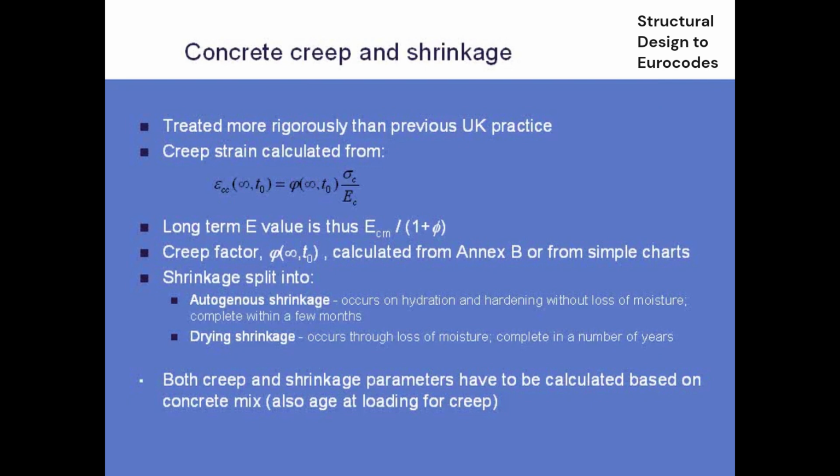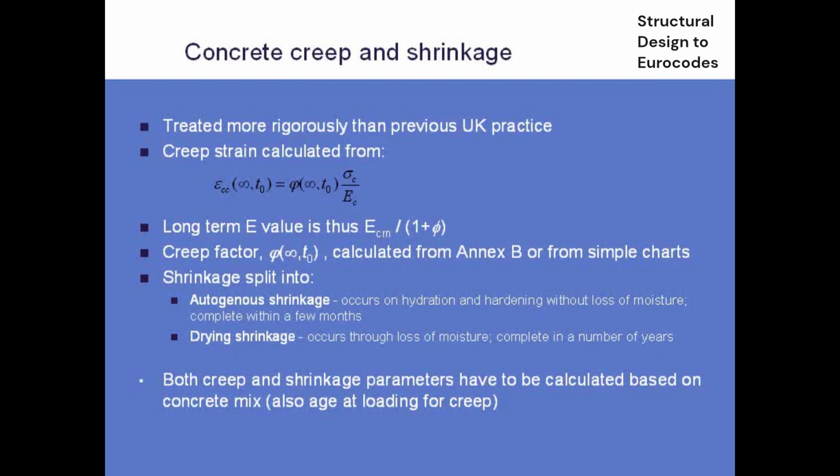Shrinkage is the same. We haven't got a nice simple value, like we previously used to have, sort of 200 microstrain, I think, as a shrinkage value for typical concretes. Again, in the Eurocode, we have to work that out from the composition of the concrete and the section dimensions. It's not difficult, but it's just something else to do.